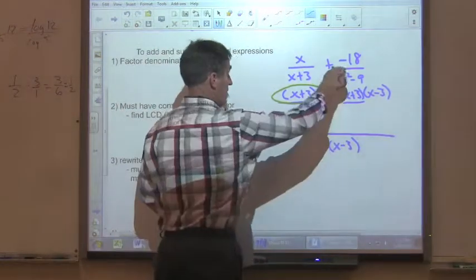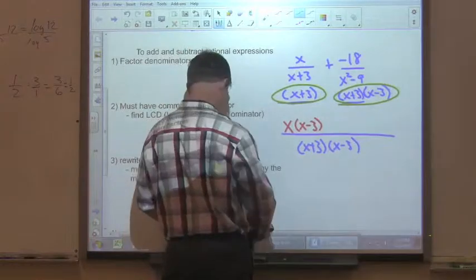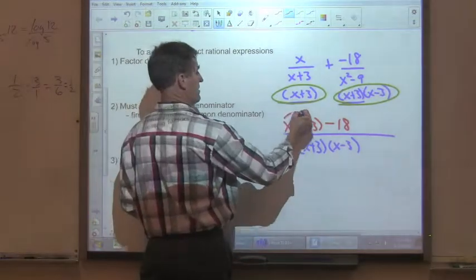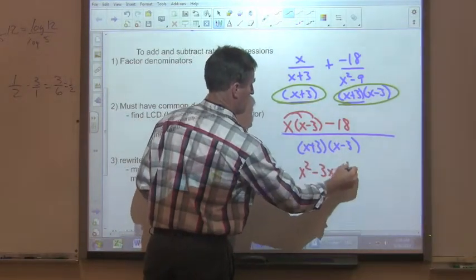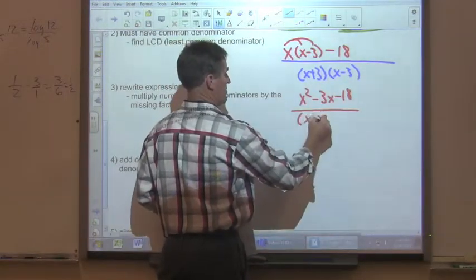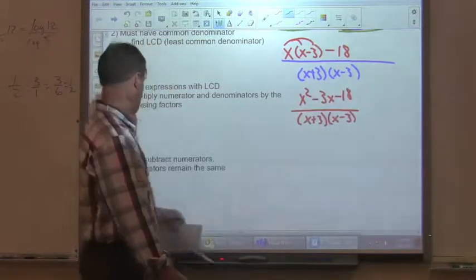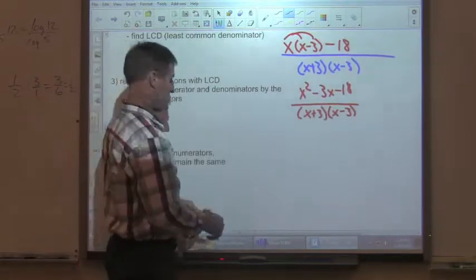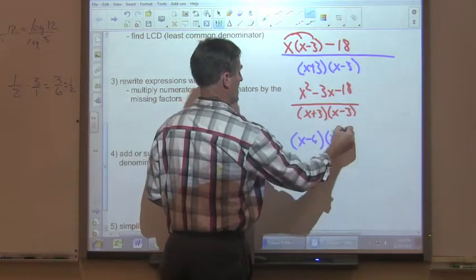So then, in our second one, I already have everything. So the numerator doesn't change. So I just put minus 18. So now we have to simplify it. Distribute the x, and so we get x squared minus 3x minus 18, again, that's over x plus 3, x minus 3. Now I want to try and factor this. This is where step 5 comes in: simplify, factor numerators if possible. So I'm going to factor this, and that factors into x minus 6 and x plus 3.